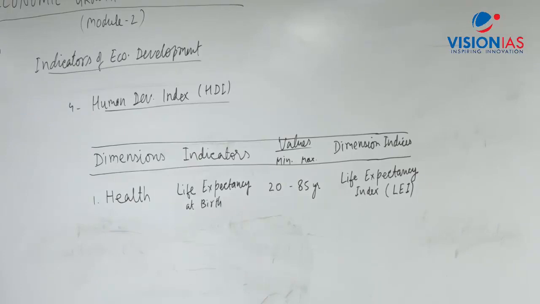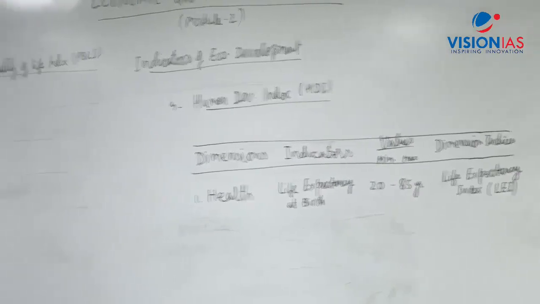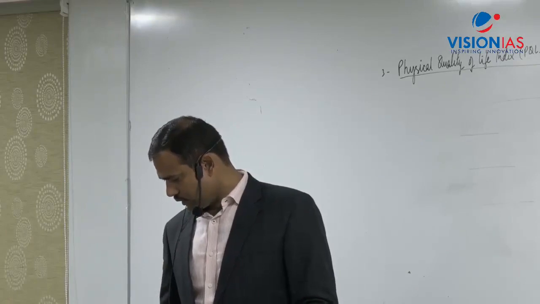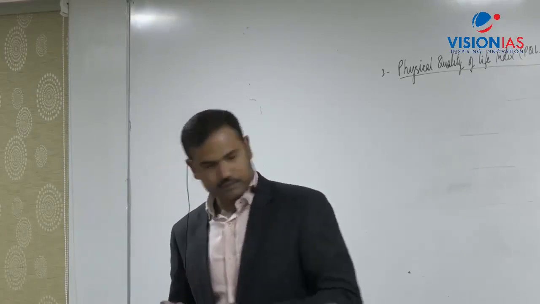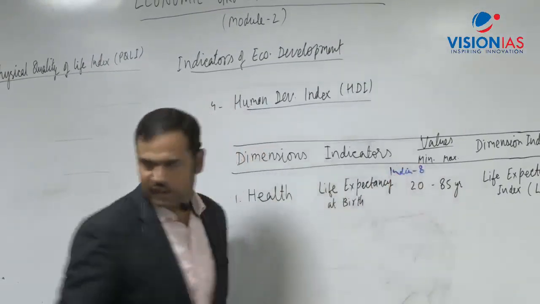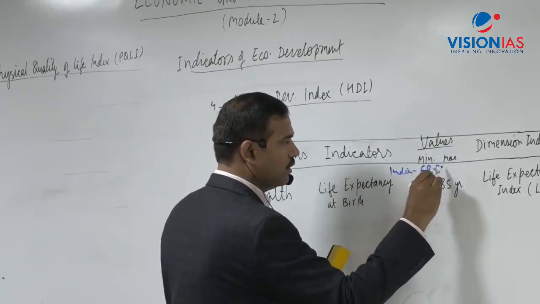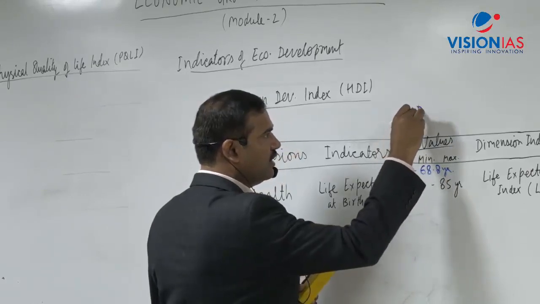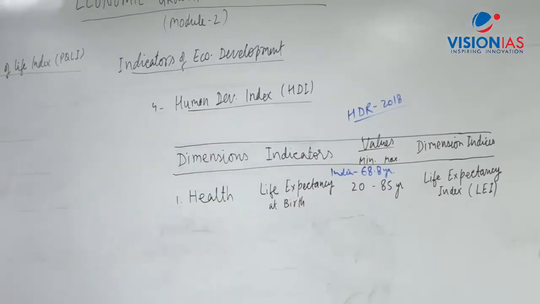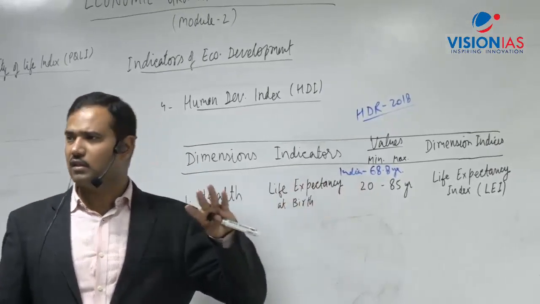So in India, how much is it? It is 68.8 years. This data is from the Human Development Report 2018. So on average, 68.8 years is the lifespan in India.